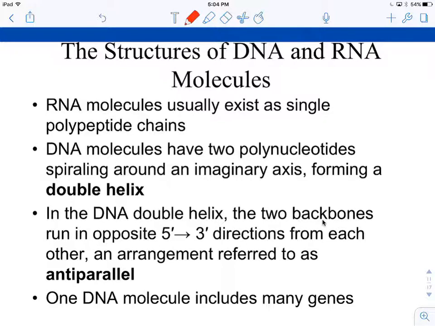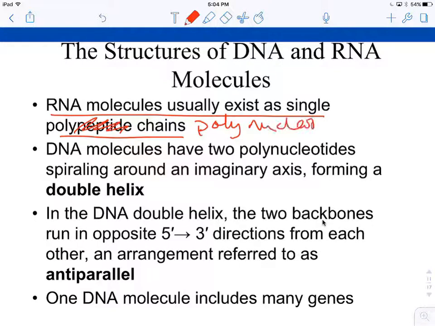A little bit on the structure of DNA and RNA molecules. RNA molecules are single, that is a typo. Oh my goodness. Polynucleotide chains. I did not write that.